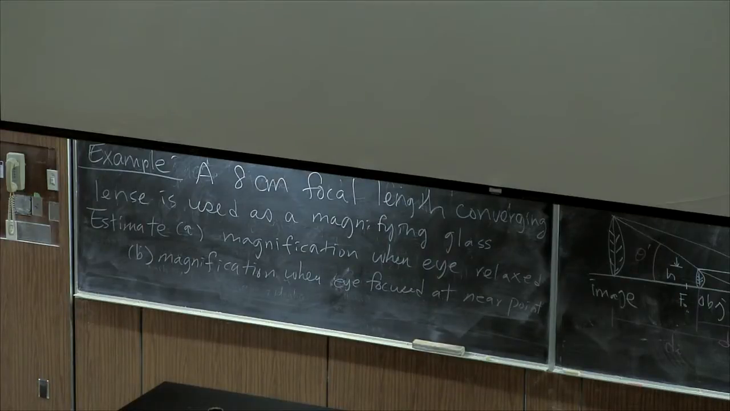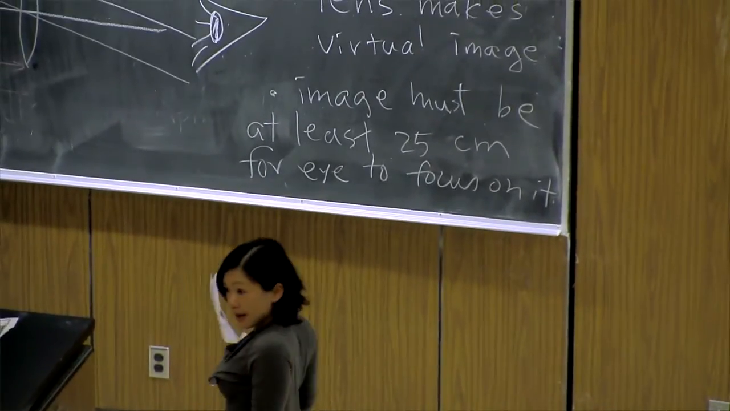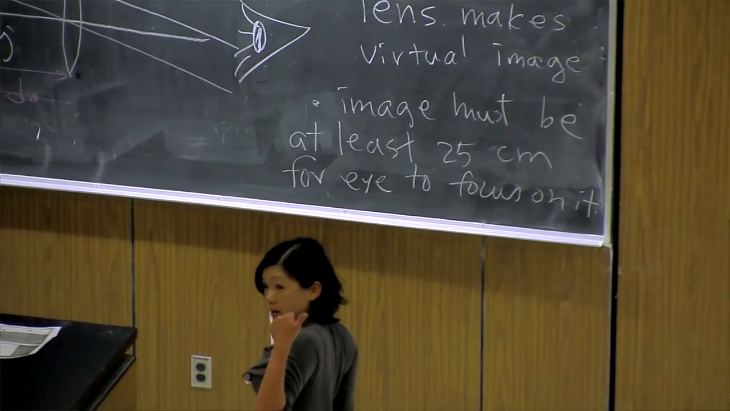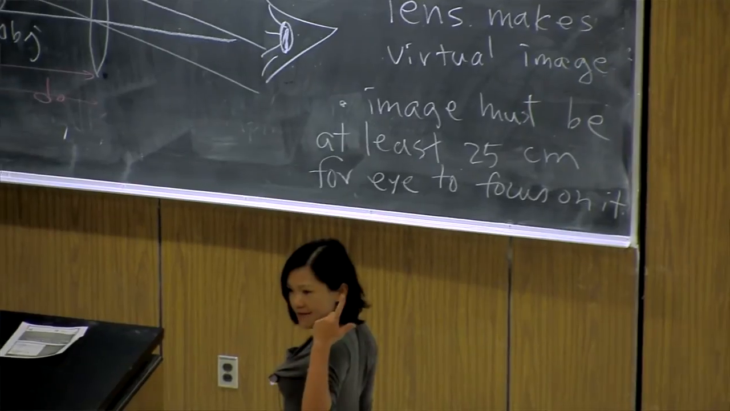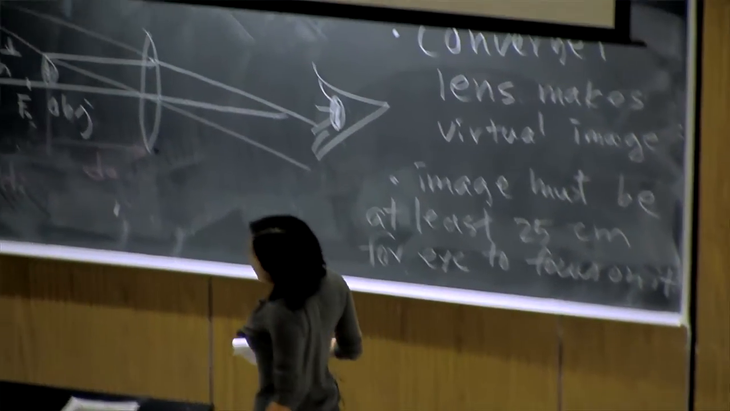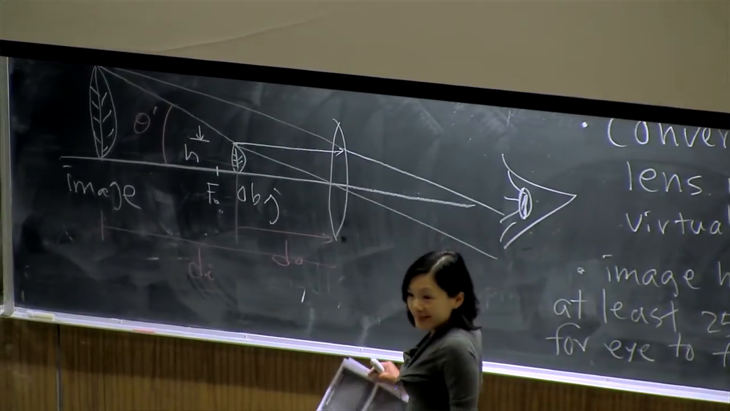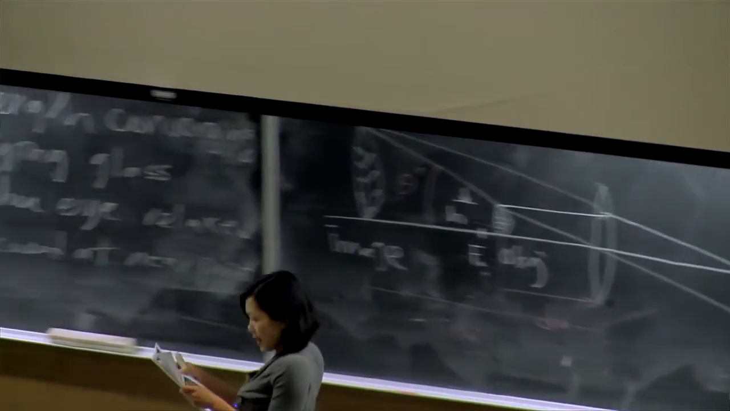So what is the magnification for the first case when the eye is relaxed? Which formula to use? N over f. And do you know what n is? What is n? 25 centimeters. And what is f? 8, right? So that's simple. How about the second part? Same thing plus 1. All right, so you are all experts now.